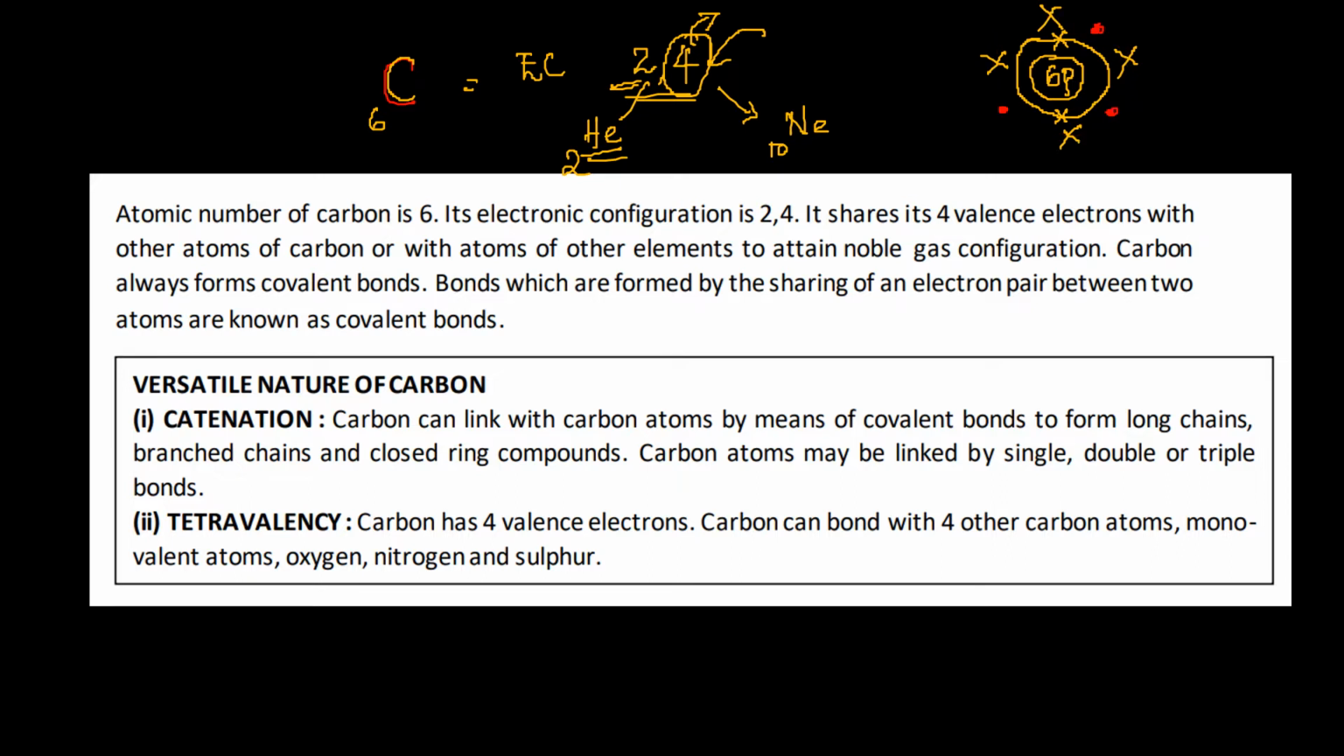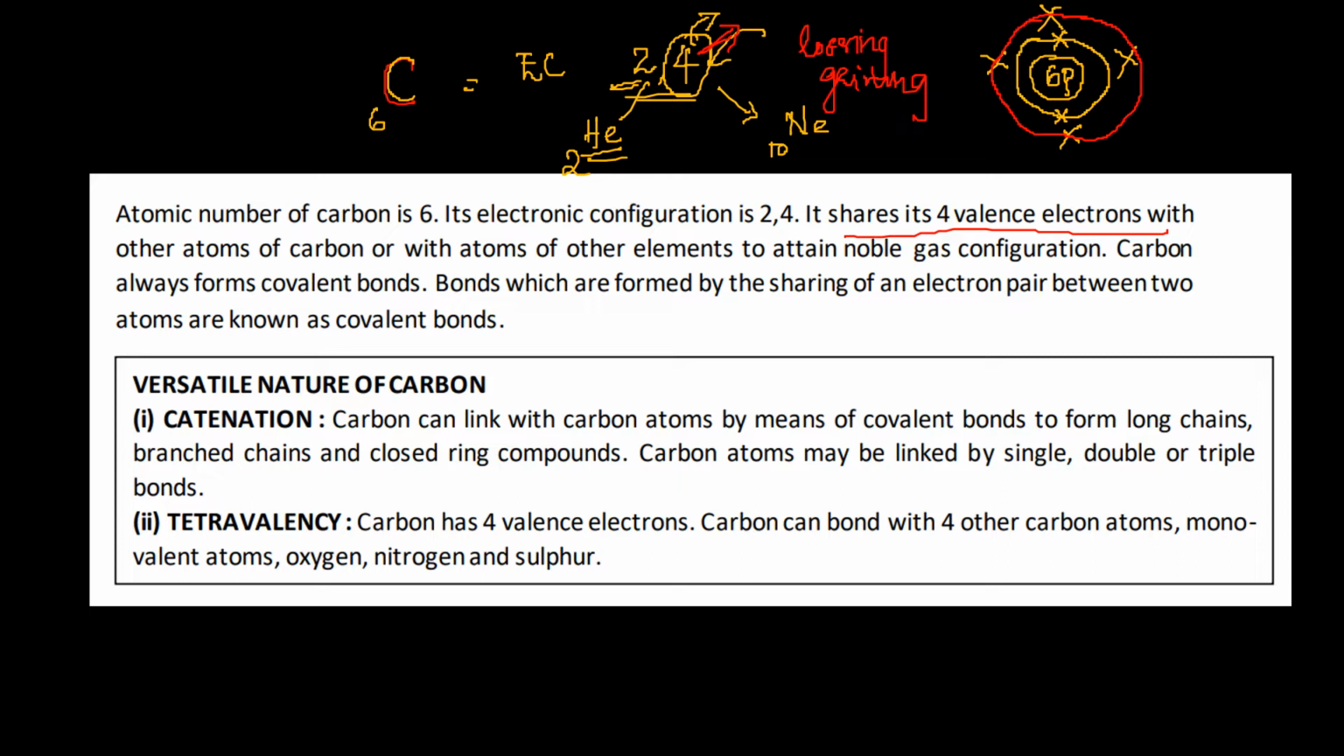And suppose it gains 4 electrons, what happens here is it cannot gain 4 electrons. Why? Because it cannot lose the 4 electrons because of the ionization energy problem, and it cannot gain 4 electrons because the 6 protons cannot hold the 10 electrons. Clear? So losing or gaining is not possible.